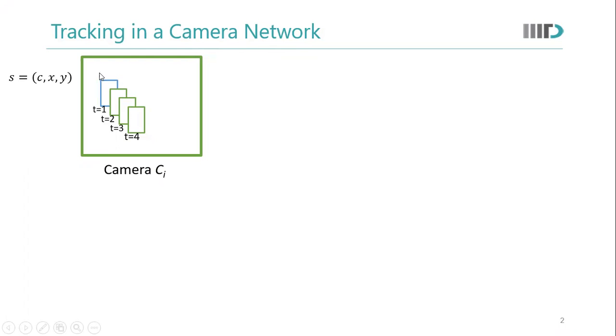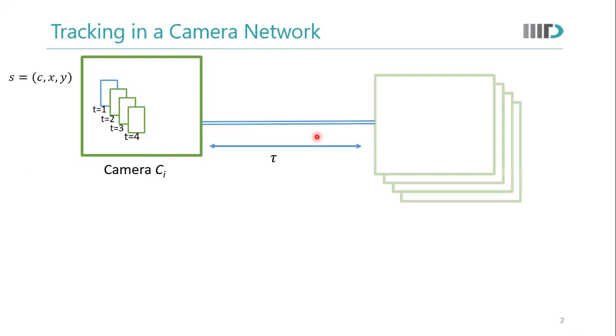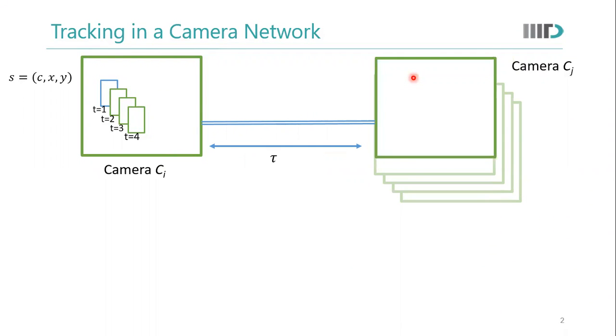So for example, consider that this is a trajectory of a target in camera CI, and at time 4, this target leaves the camera field of view of CI. And then to keep track of the target, we first need to identify when the target will reappear in the camera network. Let's say after time tau, it reappears. Then in which camera it is most likely to reappear, let's say in camera CJ, and then where in this CJ so that we can track the target in this single camera.